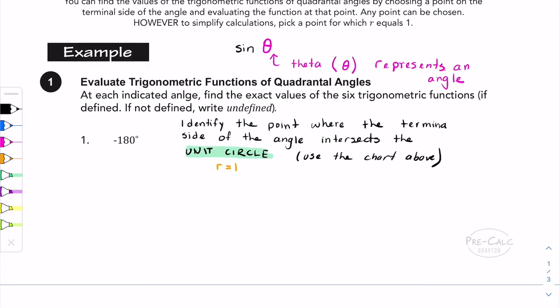Okay, so before I scroll up to the chart, I'm just going to sketch a negative 180 degrees. We always know that our initial side is on the positive x-axis, and 180 degrees in the negative direction, so the clockwise direction, would end on the negative x-axis. So your negative 180 degrees forms this straight line here.